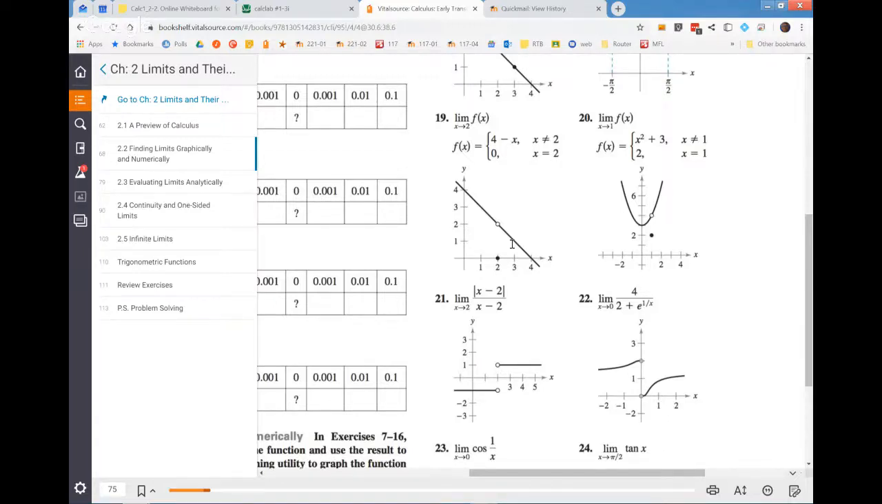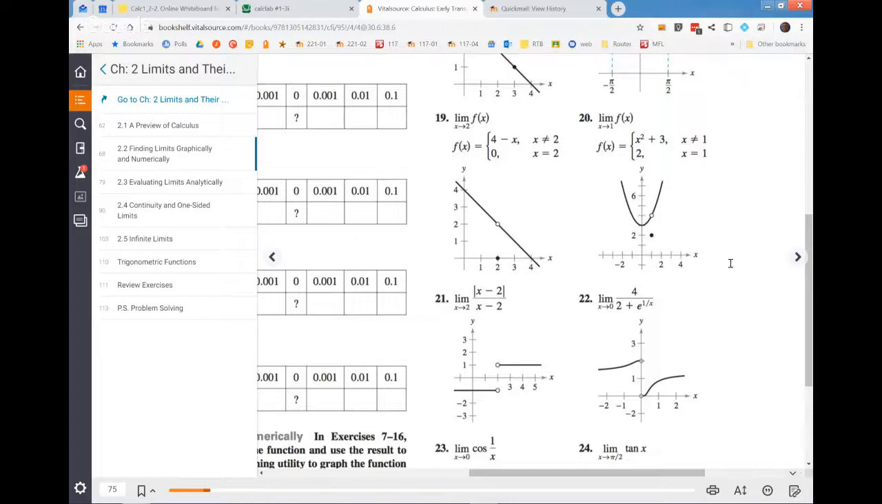So in other words, as x is approaching 2, it looks like the function is approaching 2. Is that true from the right too? Yes. And because the left and the right hand limits agree, this limit is equal to 2, even though f of 2, like you pointed out, is 0. So the limit of this one is 2.